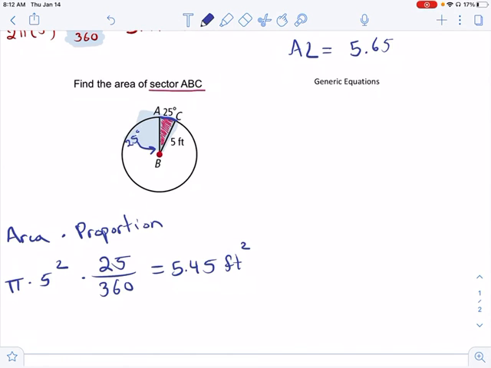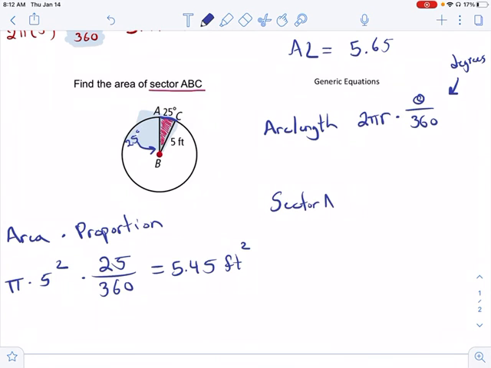So for generic equations, if I had to do this, I would normally say, oh, okay, my arc length is going to be 2 pi r, or my circumference, times theta over 360. Obviously, this is if we are in degrees. And then similar for my sector area, it is area of a circle times my angle divided by 360 degrees.